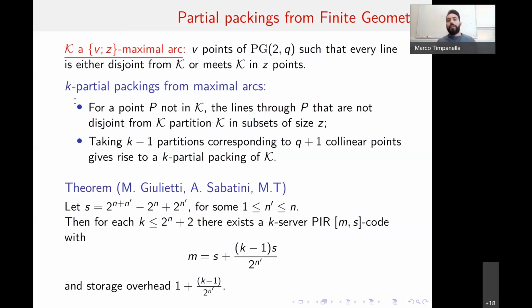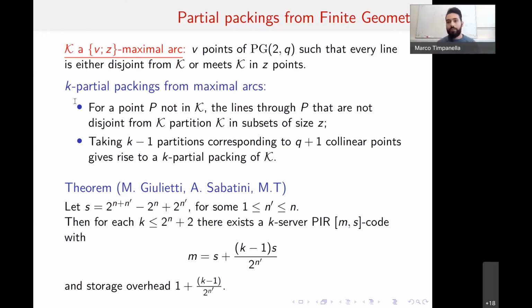First of all, observe that if we take a point outside the arc, then the set of lines through this point that are not disjoint from K clearly define a partition of K. So if we take several points outside the arc, we obtain several partitions of K. In particular, if we take q+1 collinear points outside the arc, so we have q+1 partitions, by taking k-1 of these q+1 partitions, we will obtain a k-partial packing.